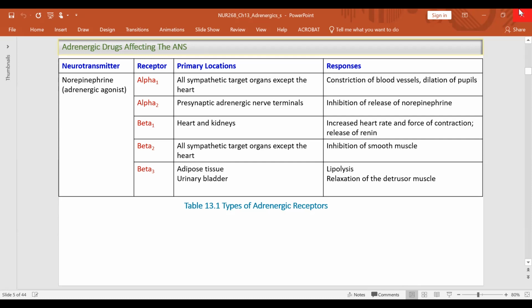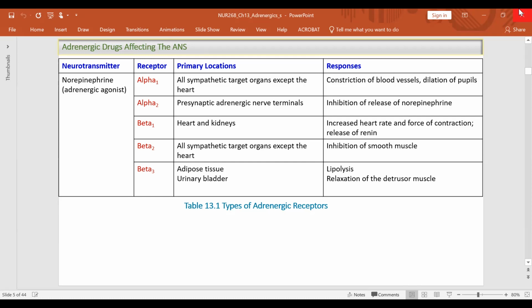Alpha 2, norepinephrine, when it binds to alpha 2 receptor, it will result in inhibition of the release of the norepinephrine. So less norepi will be released from the presynaptic nerve.